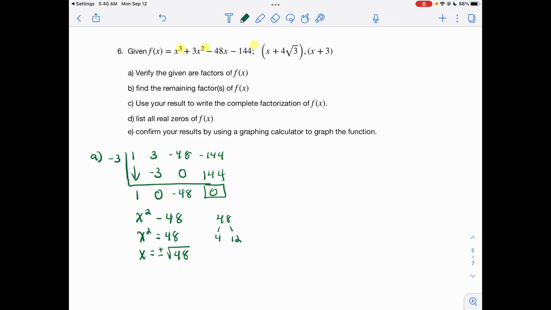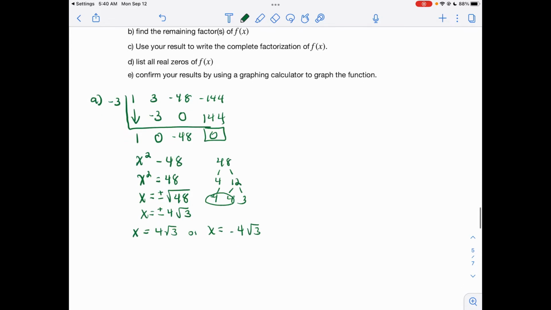So 4 is a perfect square. 12 I can break down as 4 times 3. So I get 4 that comes out, with remainder square root of 3. So I know plus or minus 4 times the square root of 3. So this translates to x is equal to 4 the square root of 3, or x is equal to -4 the square root of 3.